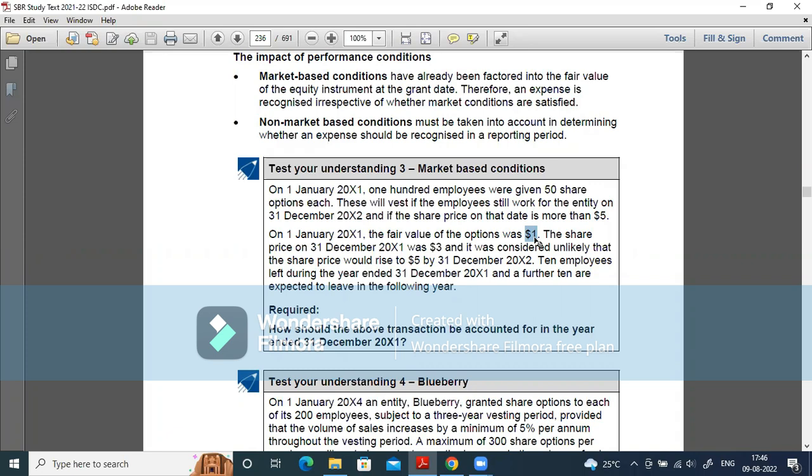Now, what will be the expense, participants? Can anyone let me know how much expense we should recognize in this case? Total 100 employees. Each employee is getting 50 share options. By 31st December 2001, 10 employees left during the year, and a further 10 employees are expected to leave in the following year. So, what do you think? How much should we recognize? What should be the expense which we need to recognize?